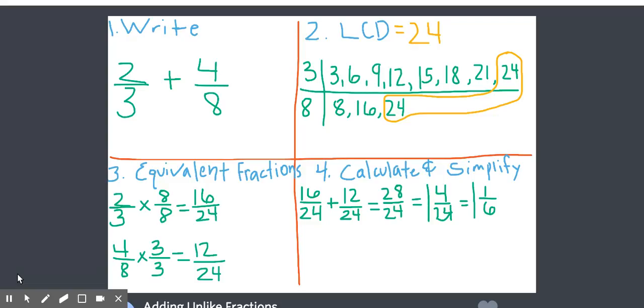Now if your sum didn't equal 1 and 1/6, what you need to do is compare the different boxes. Did your LCD match up? Did you use 24? If it does, no issues with LCD. Come to your equivalent fractions box. Were you able to get 16 24ths and 12 24ths? If you are struggling in this area, then you need to practice equivalent fractions. And last, you added your numerators, you got 28, and you kept your denominators 24. If you find that you had issues in this box, you either need to practice your adding or you need to practice your simplifying.